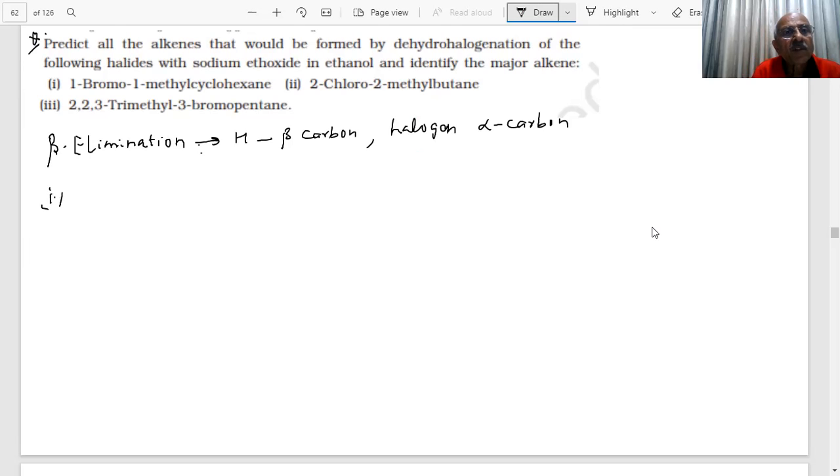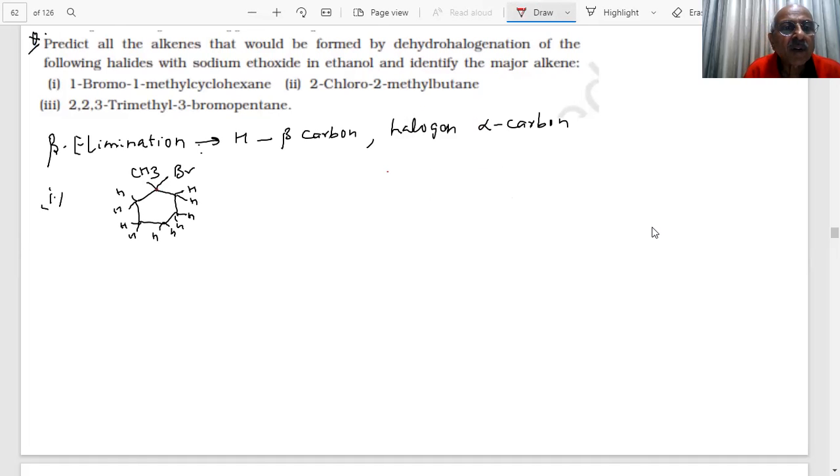What is the first one? 1-bromo-1-methylcyclohexane. In the first case, 1-methylcyclohexene will be formed. This is my Br, this is my CH3, and you have hydrogen here, hydrogen here, hydrogen here, hydrogen here. All hydrogens are there, students. Now, where are the alpha hydrogens, students? First, we should identify that.